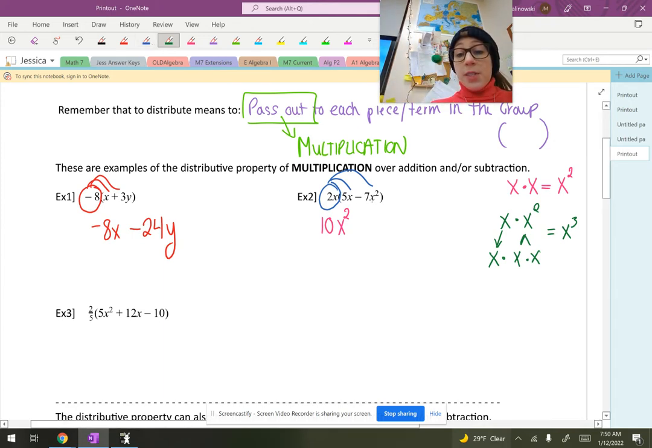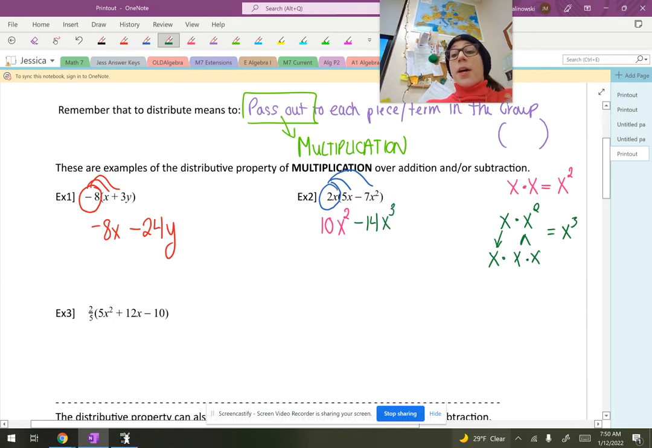So 2 times that -7 is going to give me the -14, and x times x squared is going to turn into x to the cubed, or x to the third. So final answer there is 10x squared minus 14x cubed. Again, can't combine those because they don't have the same exponents.